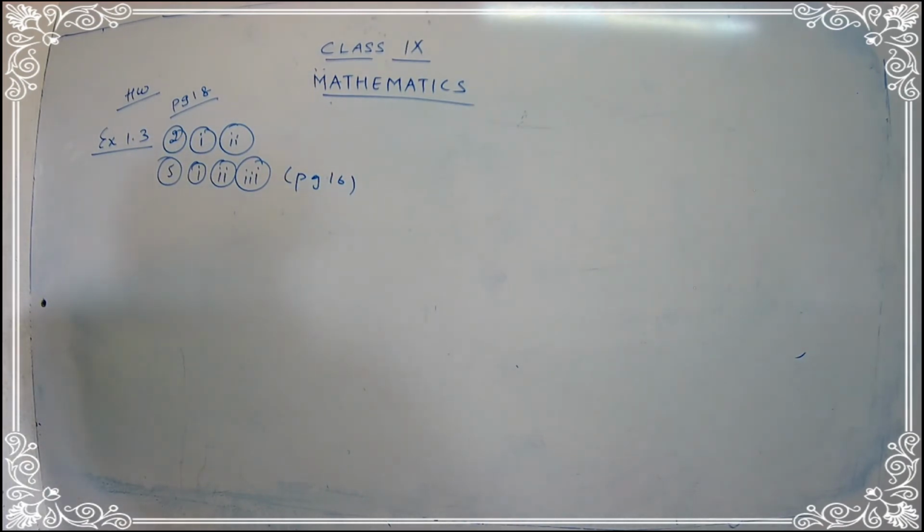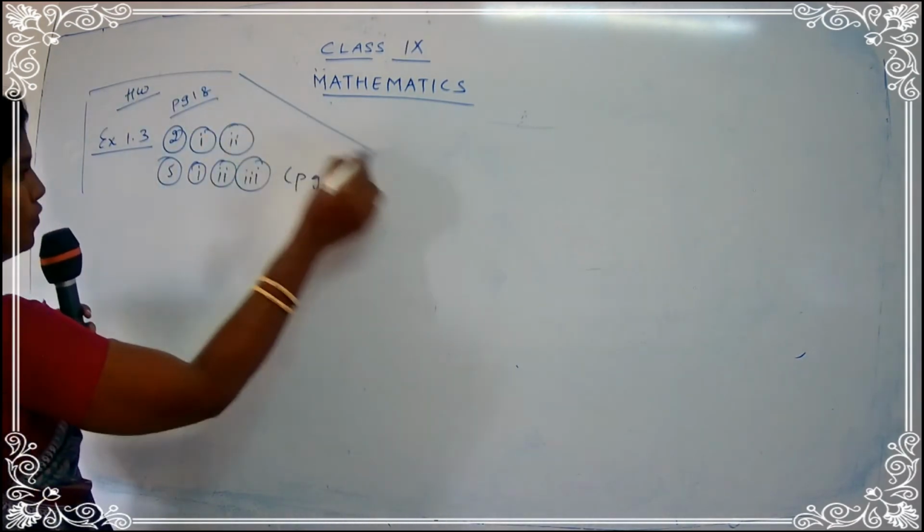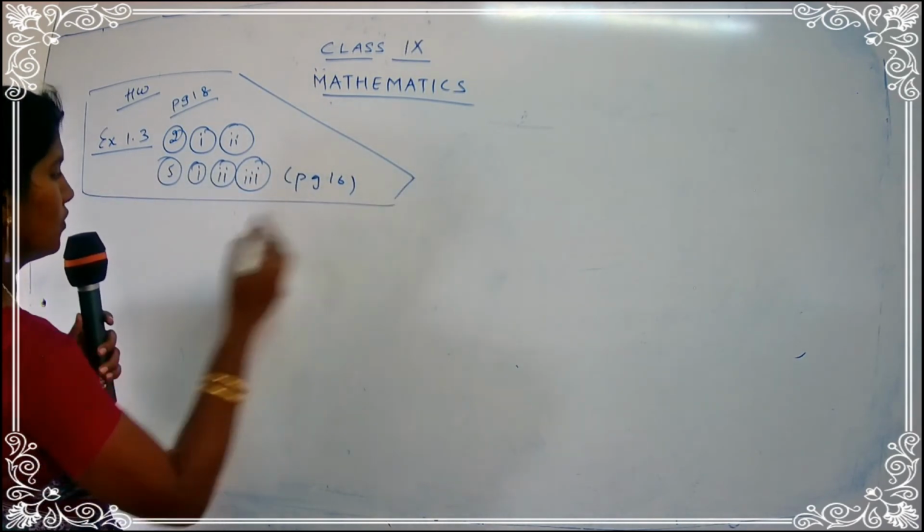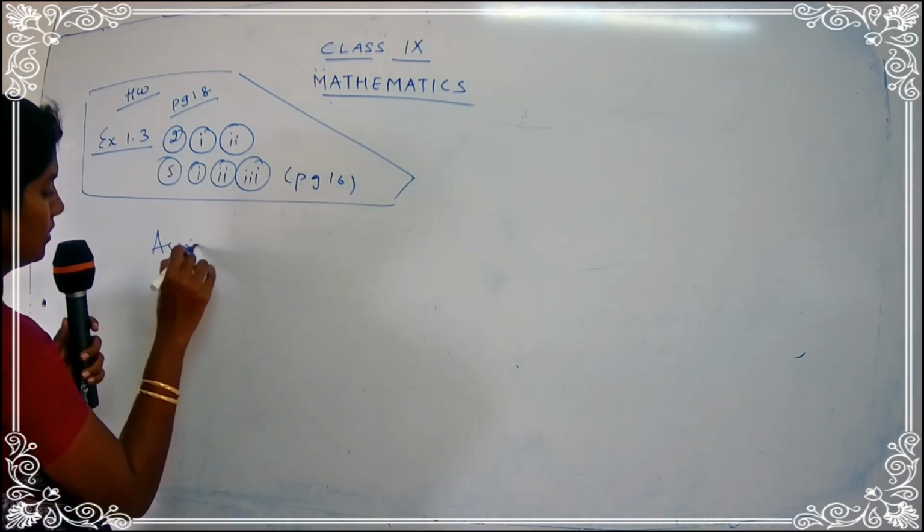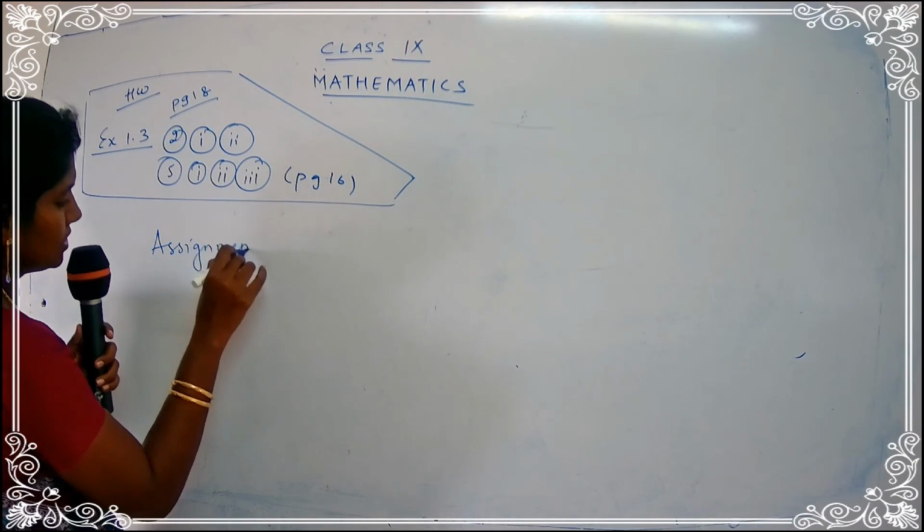Exercise 1.3, question number 2, first subpart and the second subpart. And question number 5, first subpart, second subpart and the third subpart. Complete these 5 questions as homework. Okay, now I was just talking about the assignment, children. Take down the assignment questions.